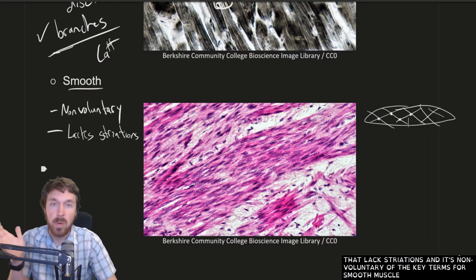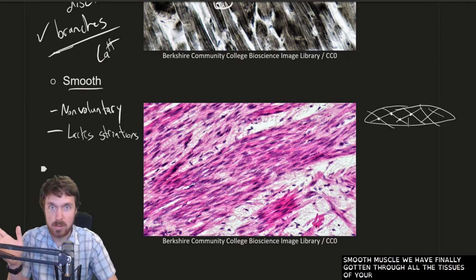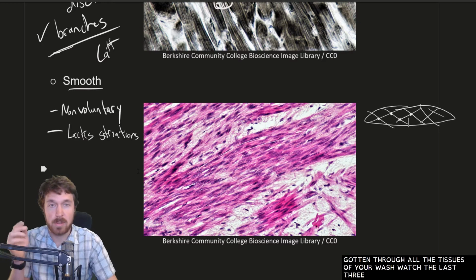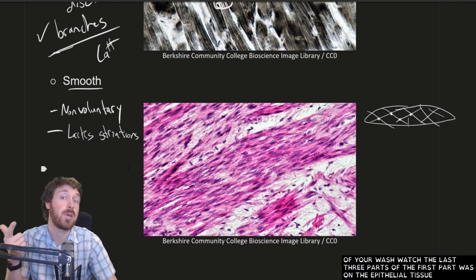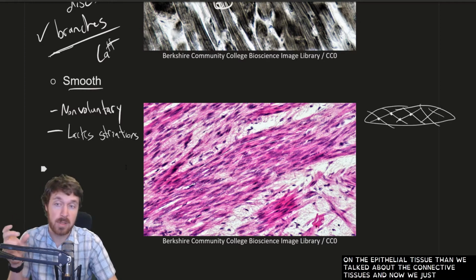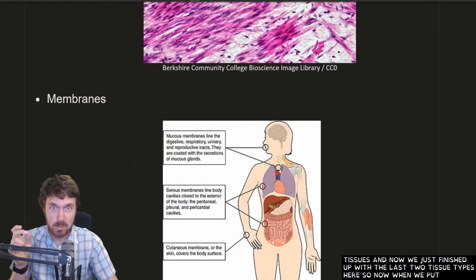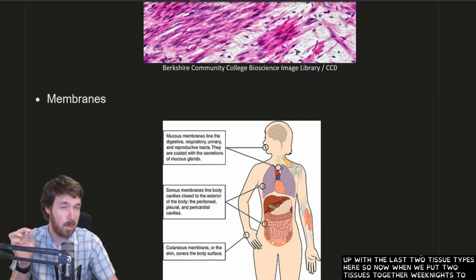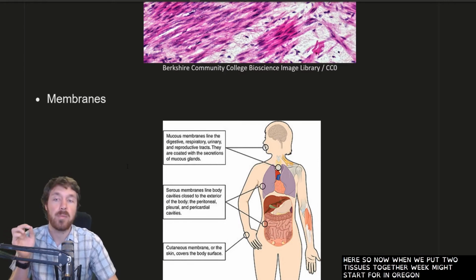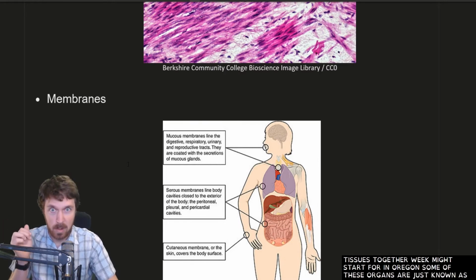Okay, we have finally gotten through all the tissues if you'll watch the last 3 parts. So the first part was on the epithelial tissue, then we talked about the connective tissues, and now we just finished it up with the last 2 tissue types here. So now when we put 2 tissues together, we might start forming an organ. Some of these organs are just known as membranes.